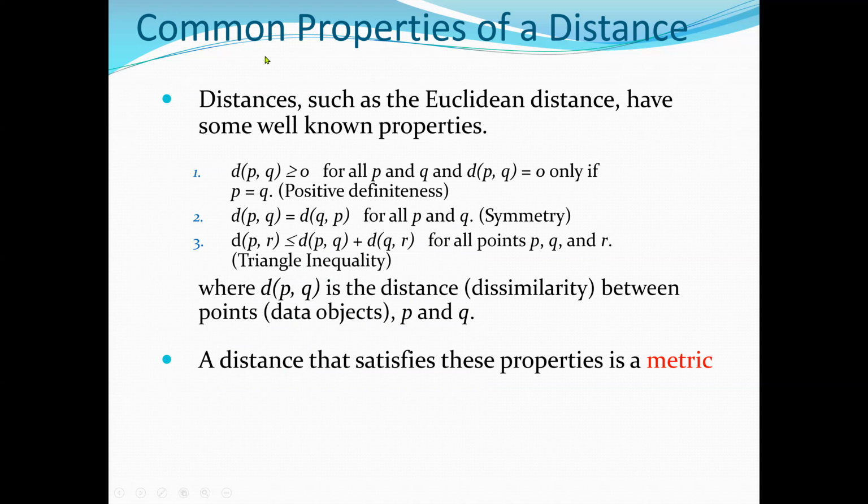So these are some of the common properties of a distance. Distances such as the Euclidean distance have some well-known properties. So we say the distance between P and Q should be greater than or equal to 0. For example, the distance between P and Q should be a positive value.